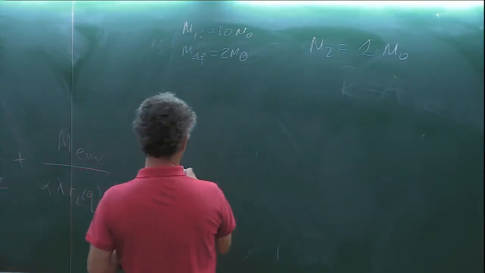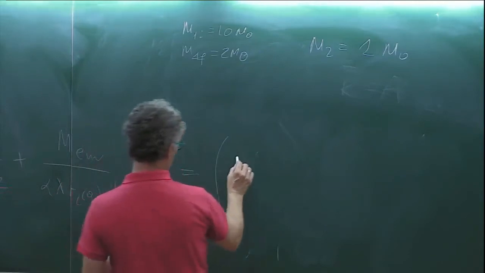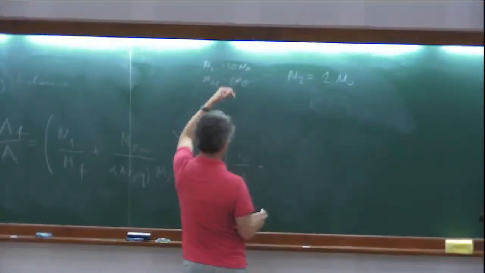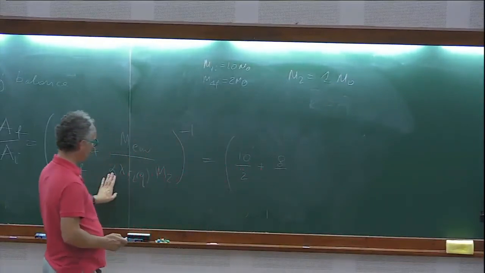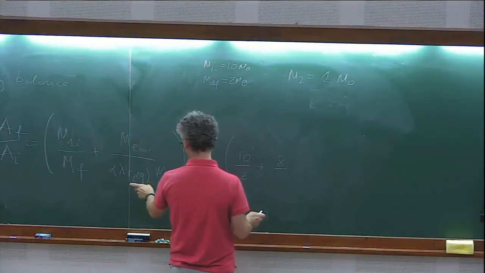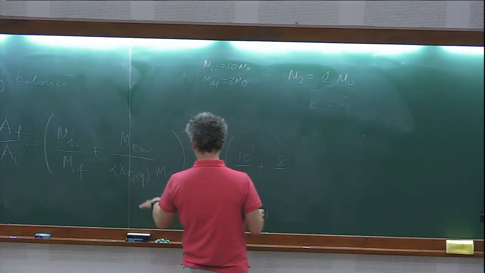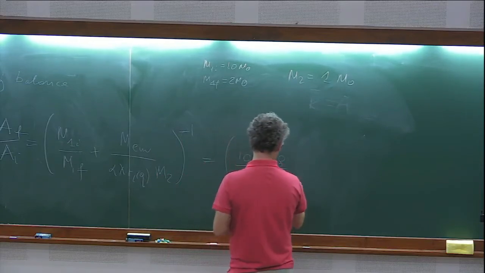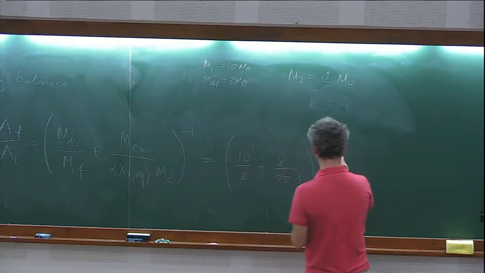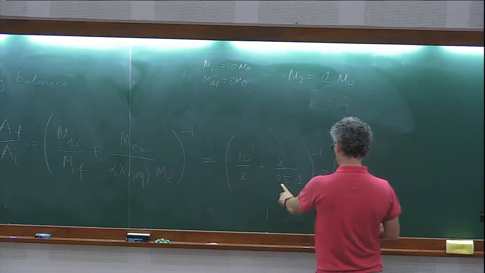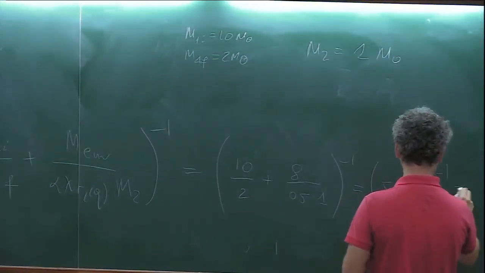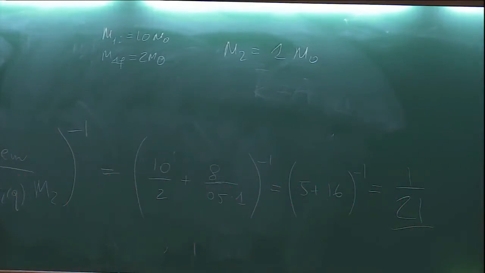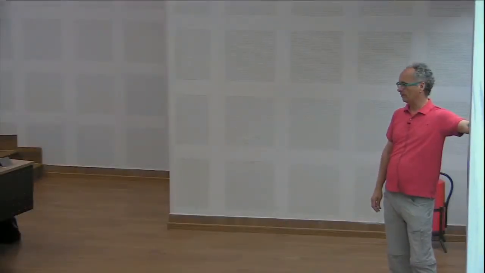So what we have here is M1i, it's 10, divided by M1f, 2. The envelope mass is 8. Let's assume that alpha lambda is about unity. The Roche lobe factor will be something like 0.5. And M2 to minus 1 is about 1. So we have 5 plus 16 to minus 1. So this is 21. Yeah. In this case, we shrink the orbit by a factor of 20.